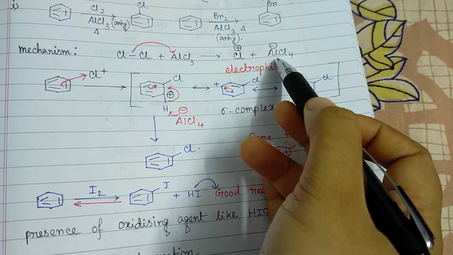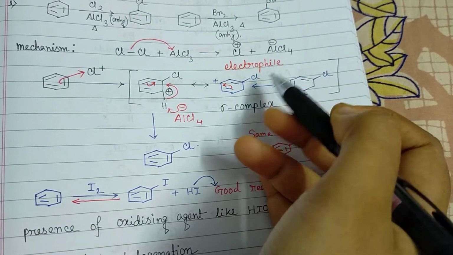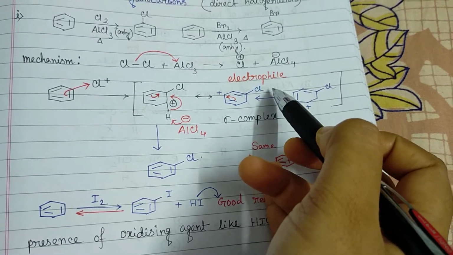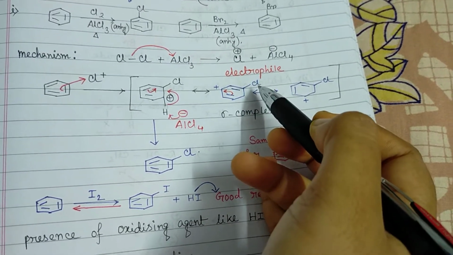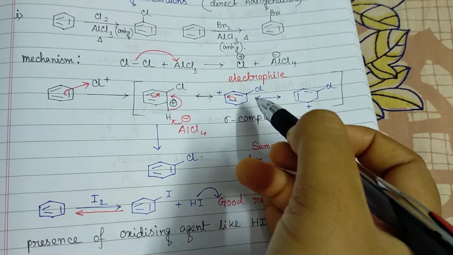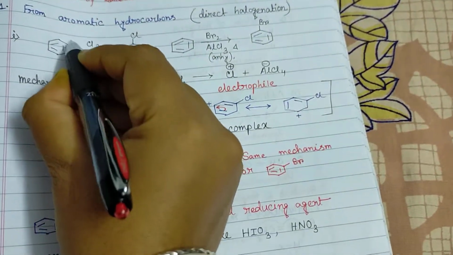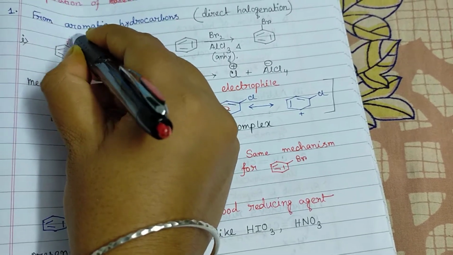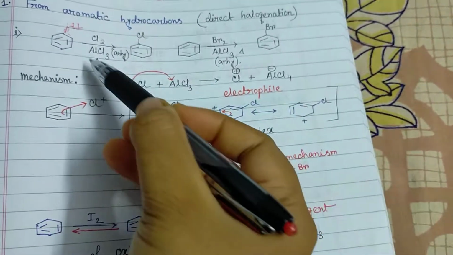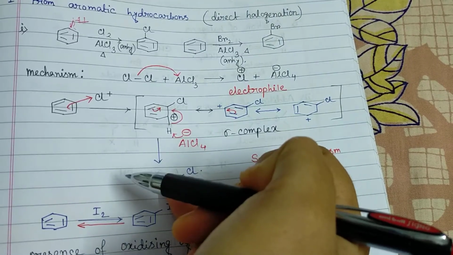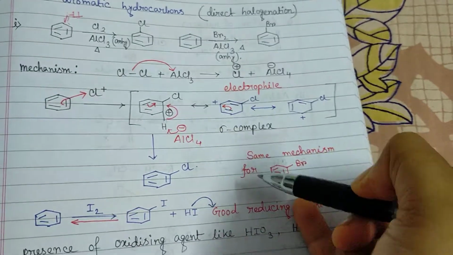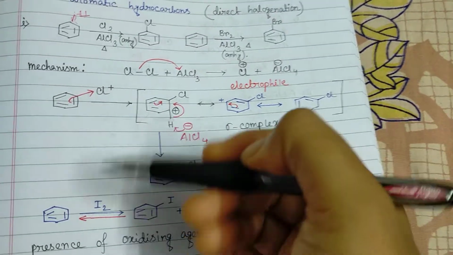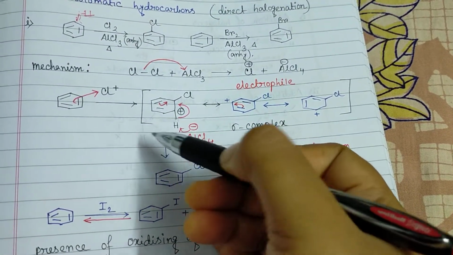So the electron will be added to aluminium and we can have the electrophile Cl plus, and along with that there will be formation of AlCl4 minus. This Cl plus is the electrophile of this reaction. So this is actually aromatic electrophilic substitution. Why substitution? Because here the hydrogen present in the benzene ring has been replaced by chlorine. So it is substitution, and electrophilic because the mechanism goes through the formation of an electrophile, and aromatic because we are dealing with the aromatic benzene ring.